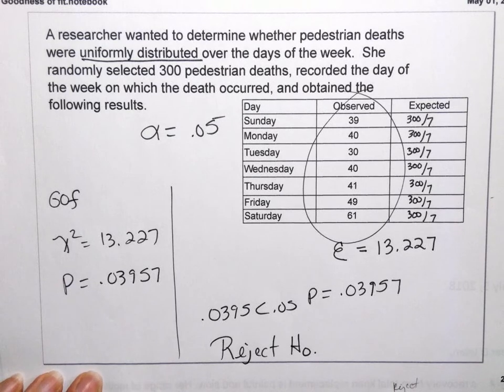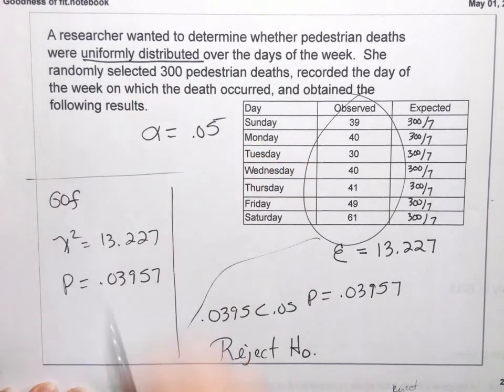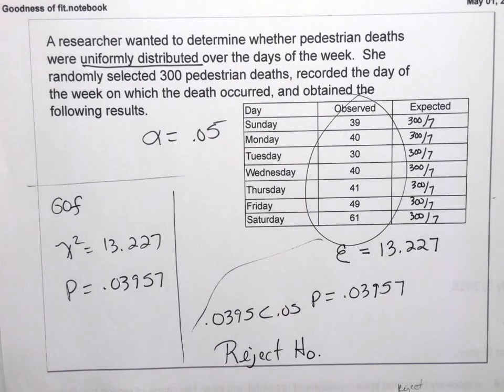So if you have a TI-83, you have to do a few extra steps. If you have a TI-84, it does all that math for you. Not too difficult, but I think you can handle it. And that is how we do chi-squared goodness of fit.